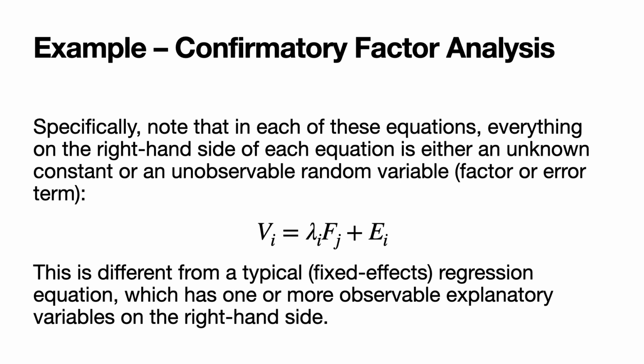Okay, we recall the structure of these equations: V sub i, which is a manifest variable, being equal to lambda sub i times F sub j plus E sub i. This is different from a typical fixed effects regression equation, which has one or more observable explanatory variables on the right-hand side. So think about that for a minute. The right-hand side of each of these regression equations is completely unobservable.